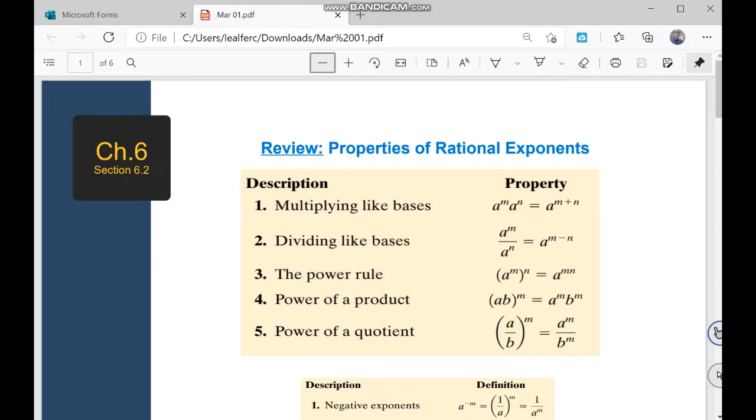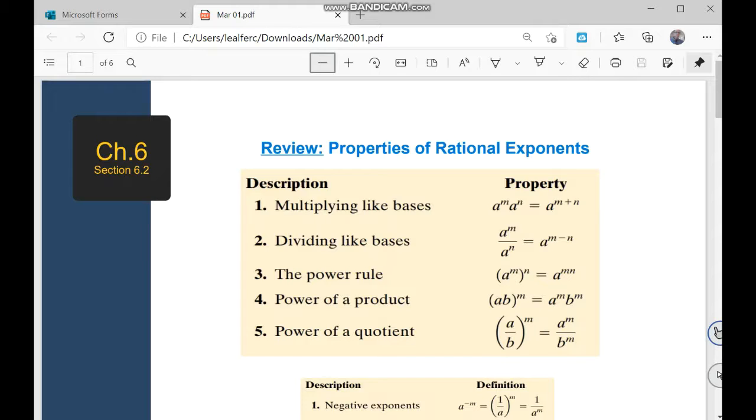So last Friday, we talked about properties of rational exponents. This is going to be a quick review to make sure you remember. And the properties are the same properties of exponents. The difference is that m and n now are going to be fractions. They are going to be rational expressions. Okay? So this is the only difference, because the properties are the same.